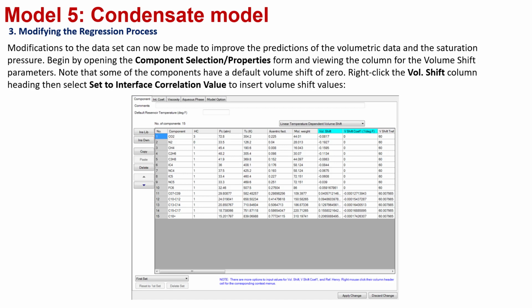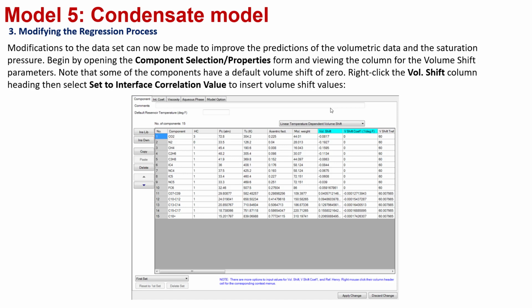saturation ratio. You should begin by opening the component selection properties form and viewing the column for the volume shift parameter. Note that some of the components have the default volume shift of 0. You can see and have a look at this interface.